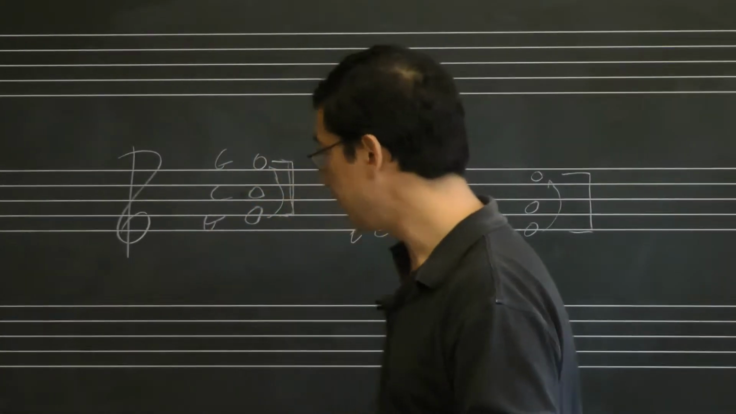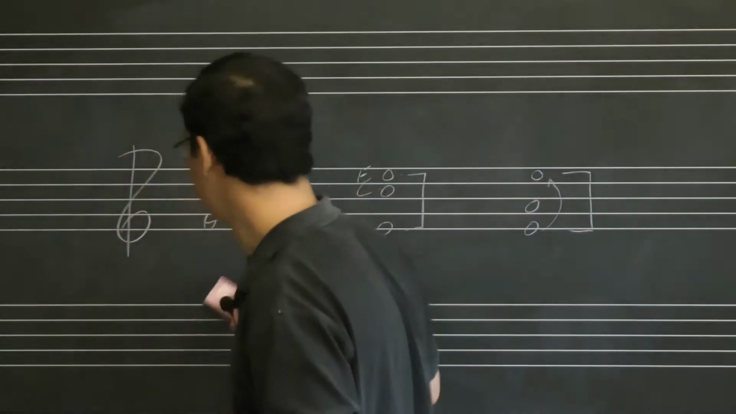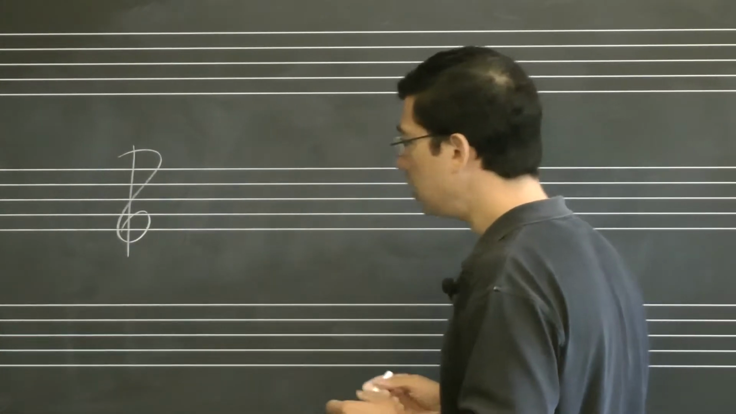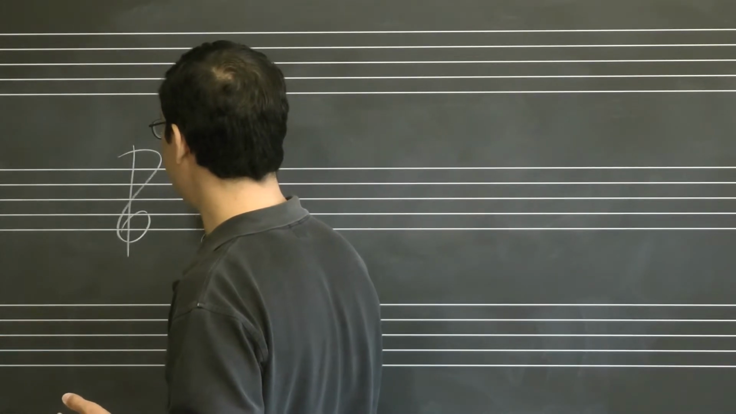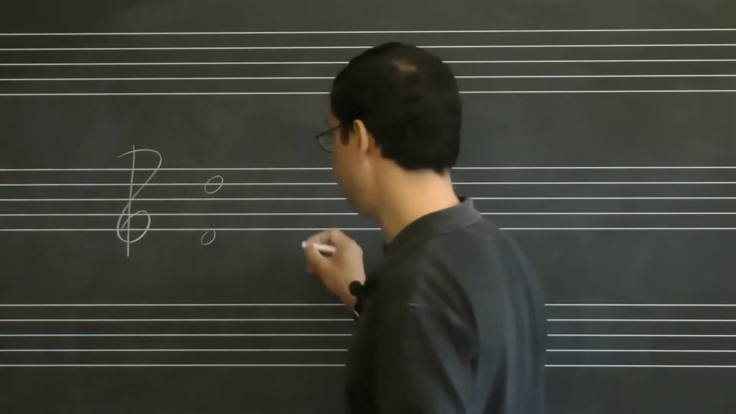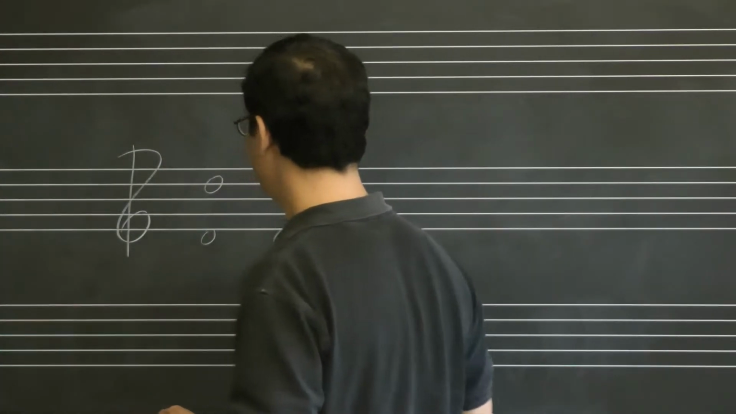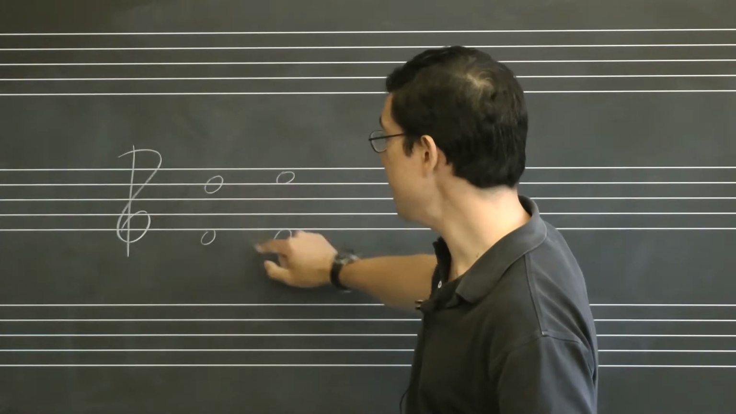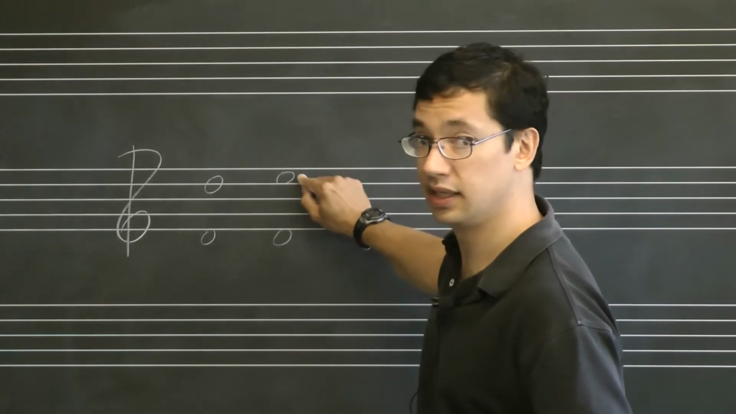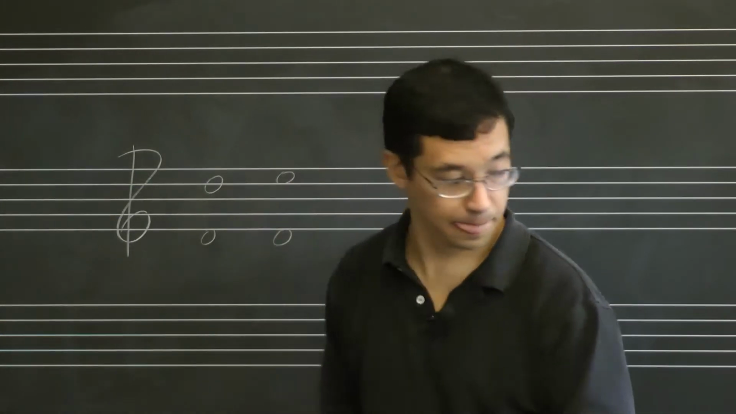The second of the main topics that I want to talk about today is compound intervals. We've talked so far about intervals up to the octave. Well, what happens when you get a larger interval than an octave? You can keep on counting the same way. If this is 8, this is 1, 2, 3, 4, 5, 6, 7, 8, 9. It's some kind of a ninth.